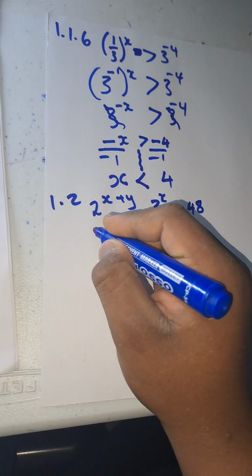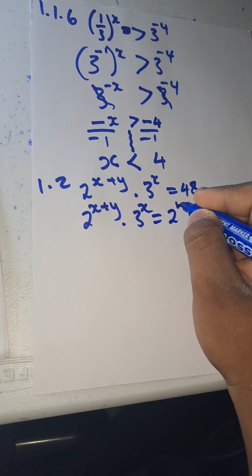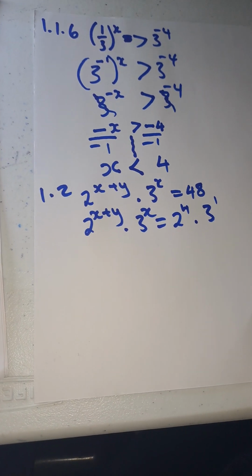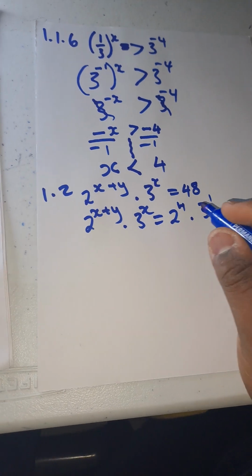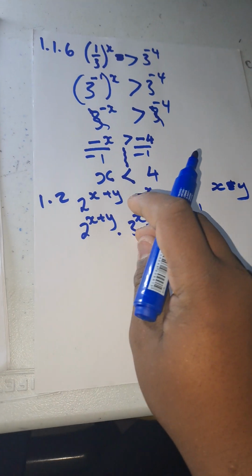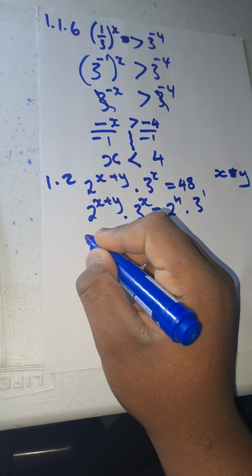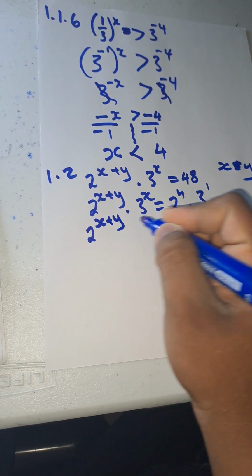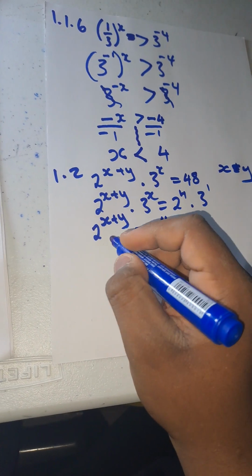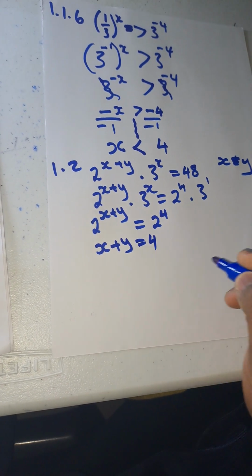So now I'll have 2 to the power of x plus y times 3 to the power of x is equal to 2 to the power of 4 times 3, which is the same as 3 to the power of 1. So now as I can see here, I'll have to do things differently because they said solve for x and y. Let's start with the 2. I can separate them. So 2 to the power of x plus y is equal to 2 to the power of 4, and then I know that x plus y is equal to 4.